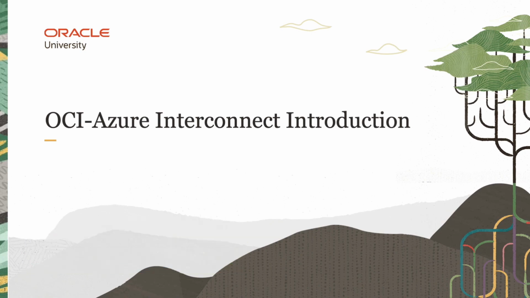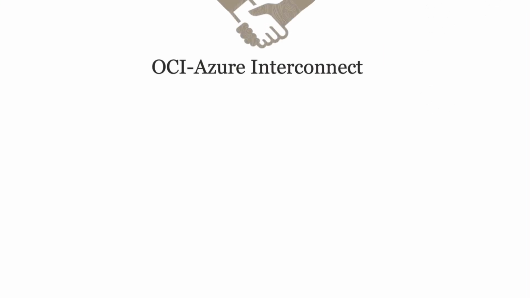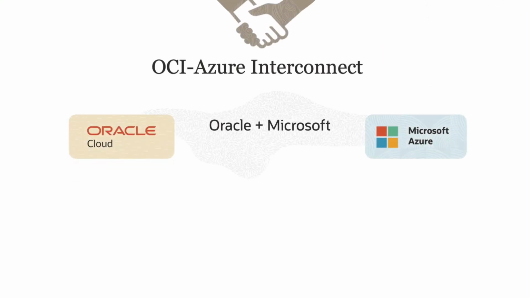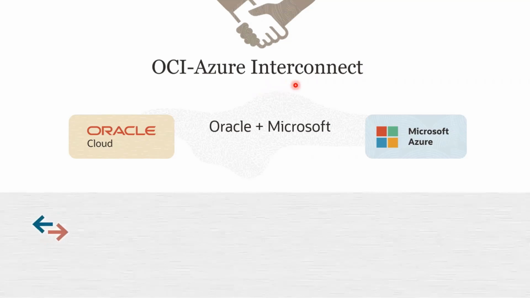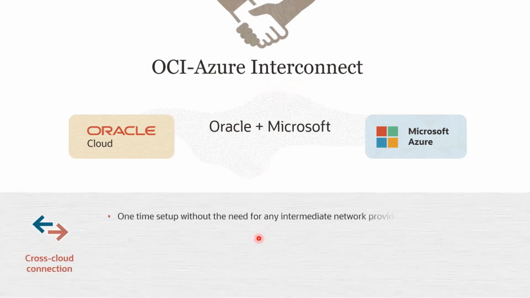So let's get started. In 2019, Oracle and Microsoft announced a partnership to enhance cloud interoperability by connecting Oracle Cloud Infrastructure and Microsoft Azure by a secure, low latency and high throughput network, which is known as the OCI Azure Interconnect. OCI Azure Interconnect can be established with a one-time setup, eliminating the requirement for an intermediary network provider.